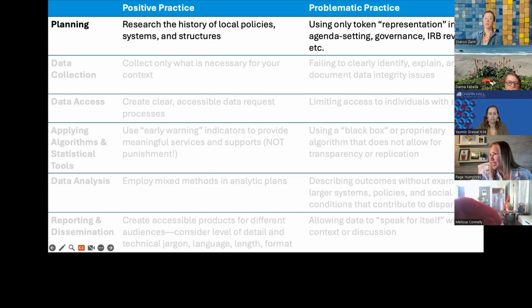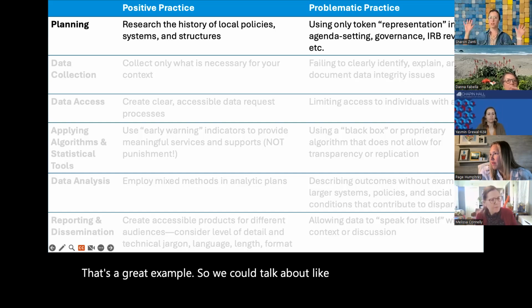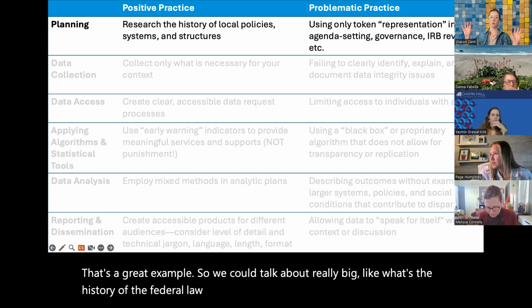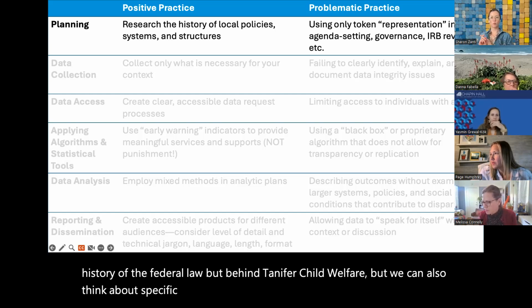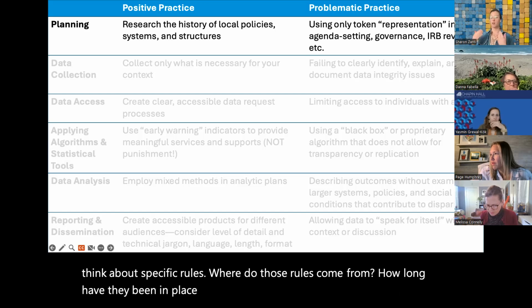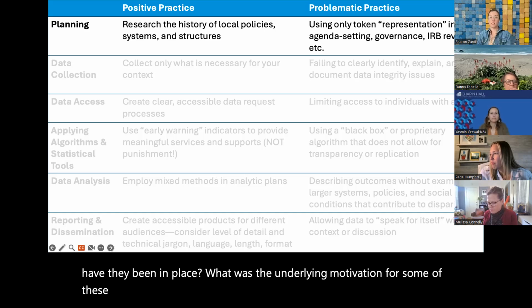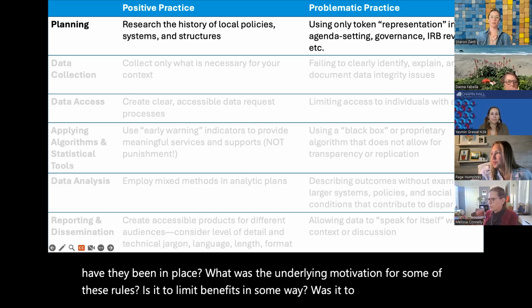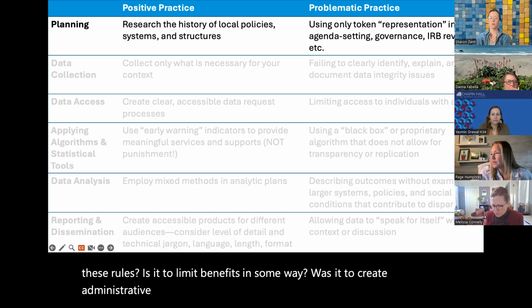Mm. That's a great example. So yeah, we could talk about really big, like what's the history of the federal law behind TANF for child welfare, but we can also think about specific rules. Where do those rules come from? How long have they been in place? What was the underlying motivation for some of these rules? Is it to limit benefits in some way? Was it to create administrative burden? Or was it to try to most efficiently use the resources that are available?